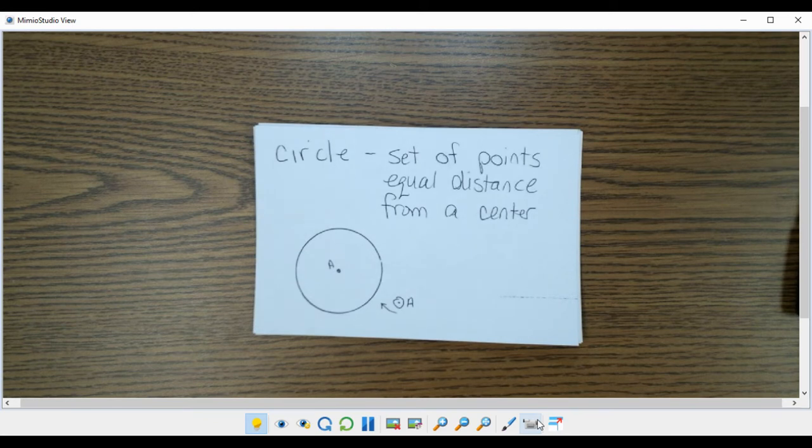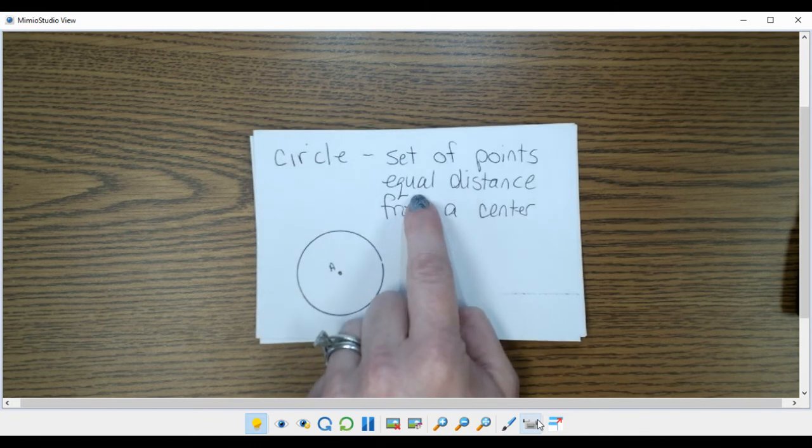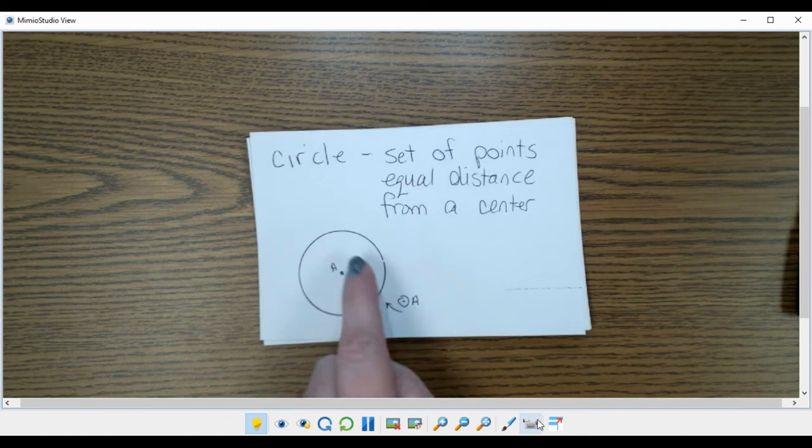So we start this chapter off with circles. It is one of my favorite sections of the year because circles are so unique and have things that are just for them. We get to study those. It's pretty cool. So let's talk about what a circle is. Yes, it's a round thing, but the mathematical definition is a set of points equidistant, or equal distance, from a center point. So here is a perfectly drawn circle.